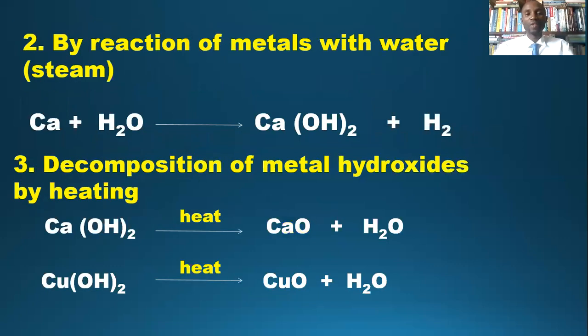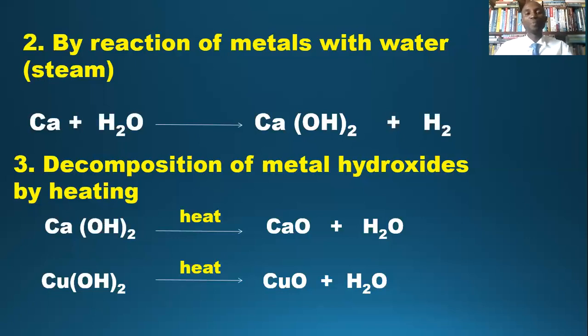Number two is that we can prepare them by the reaction of metals with water or steam to produce the hydroxide. We define a base as an oxide or hydroxide of a metal. When a metal is heated in air, combustion gives you the oxide. When a metal reacts with water, it forms the hydroxide, and hydrogen gas is also given off. Calcium hydroxide is an example.